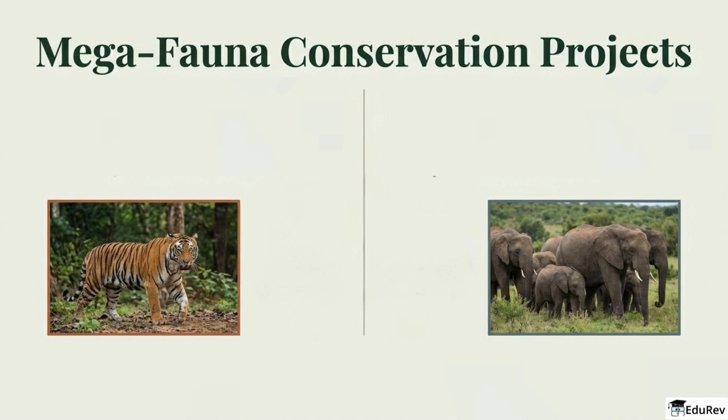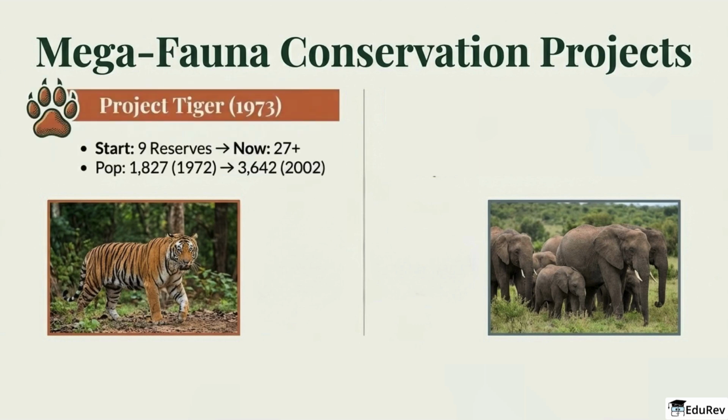Now come the megafauna conservation projects. First, Project Tiger, launched in 1973. It began with 9 reserves, and the slide marks it as expanding to 27 plus later. It also gives a population contrast.